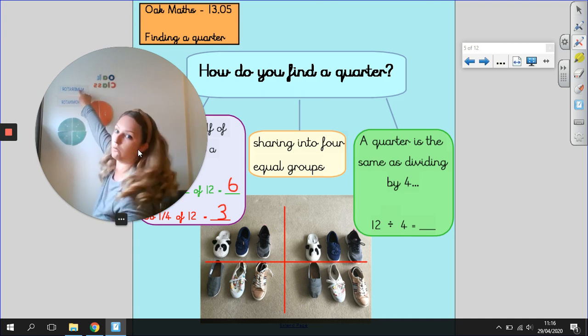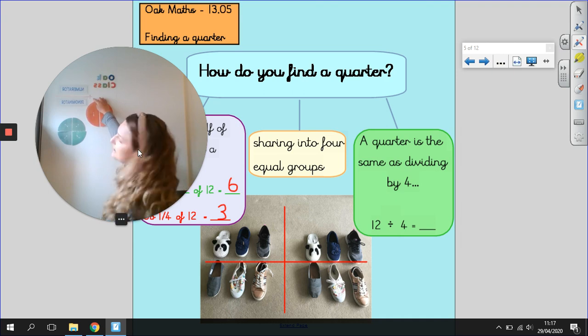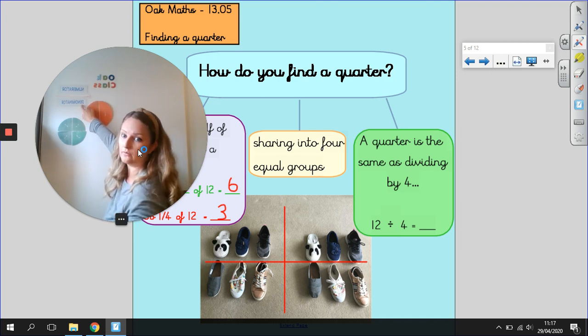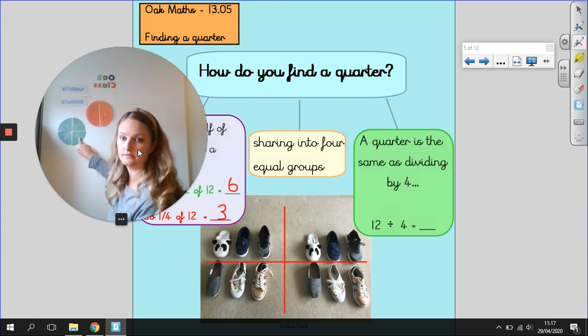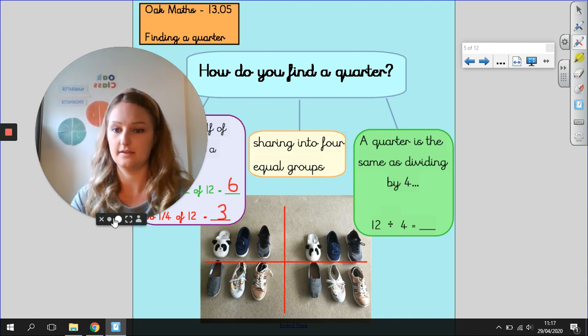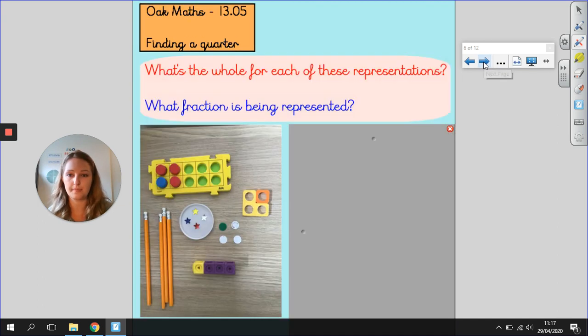It's the same as 1 whole divided by, if you can see my little dots for division, this line is the same as dividing. 1 divided by 4. Okay, I've got 1 whole and it's divided into 1, 2, 3, 4 equal parts. So 12 divided by 4 would be what? Well, 1/4 of 12 is 3 and 12 divided by 4 is equal to 3. It's the same as dividing by 4.